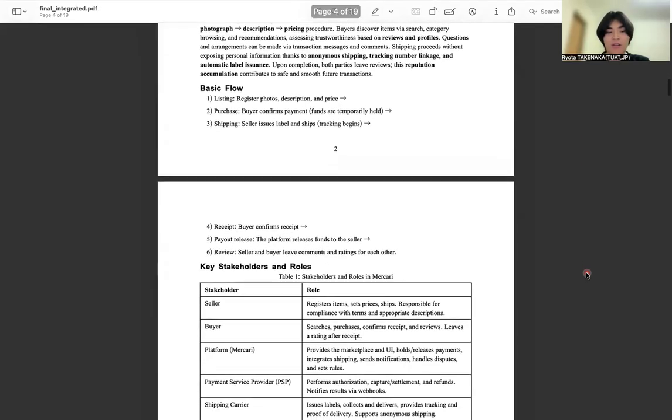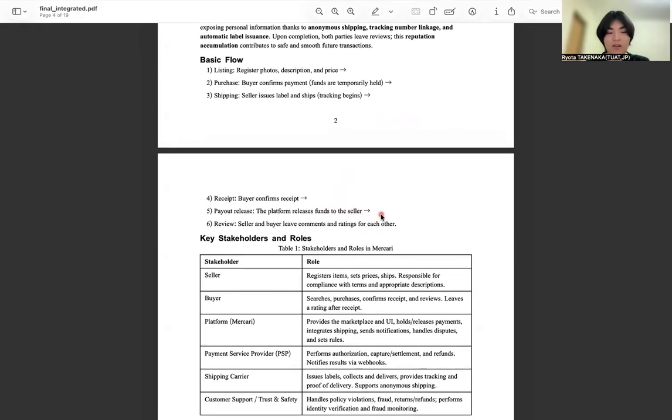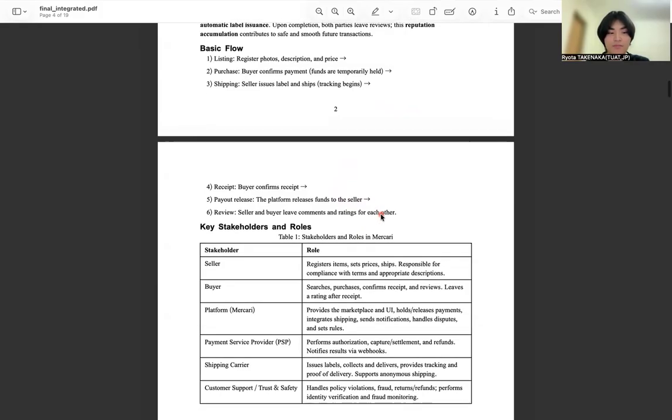The basic flow is very simple. First, a seller lists an item and a buyer purchases it, and the platform holds the payment. The seller ships the item, and the buyer confirms that they received it. The platform releases the payment to the seller, and finally, both parties review each other.